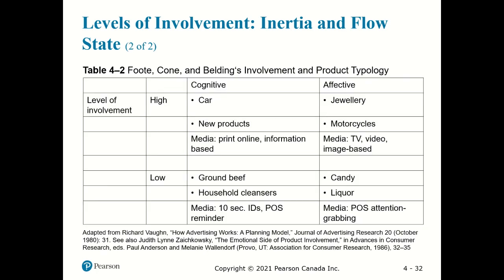Now look at the level of involvement, which may be high or low. High, for example, when you go for buying a car. Definitely you will go for a test drive, and when you feel comfortable you buy, because that is the most expensive thing you are going to buy after real estate. And for some new product that you are going to buy, there will again be cognitive decisions. Affective ones may be something like jewelry or a motorcycle. If you talk about media, print, online, and information-based for cognitive, and for affective, media like TV, video, and image-based.